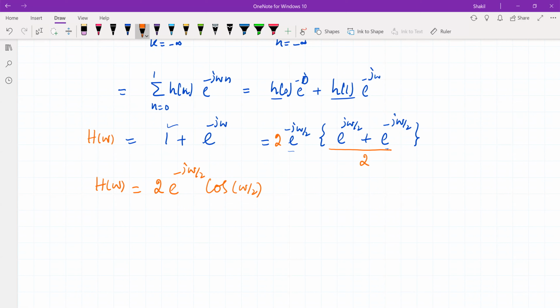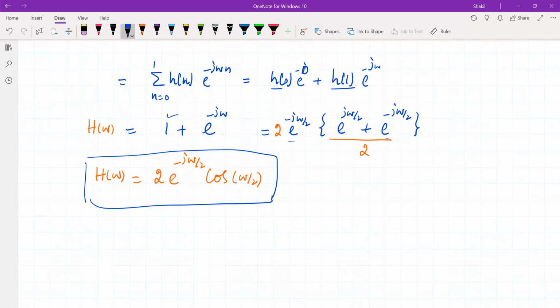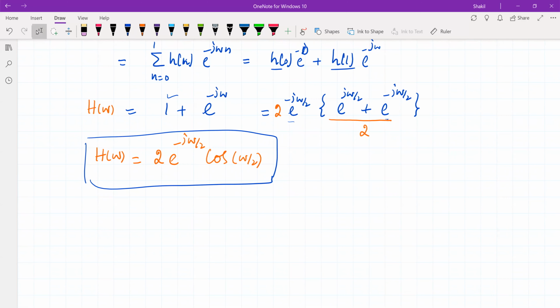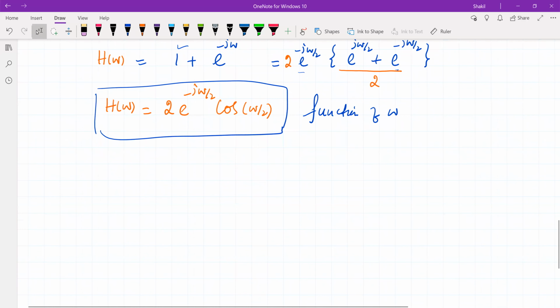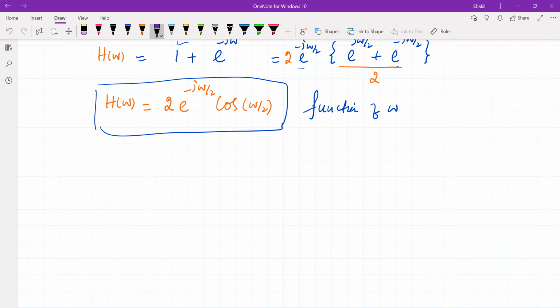Now have a look at this. H of omega, is there n anywhere or k anywhere appearing in this equation? There is no n or k in this expression. So this is independent of those terms. That's why this is only a function of omega. So this is a function of omega only, and this is a complex number. Now, if you plot the frequency response, this is the frequency behavior of the system, remember.